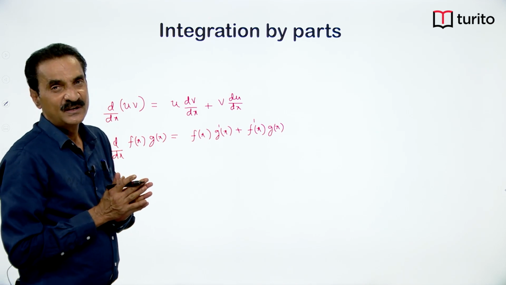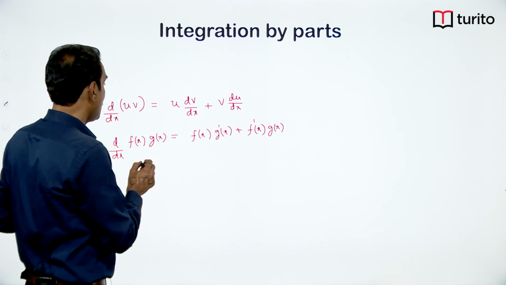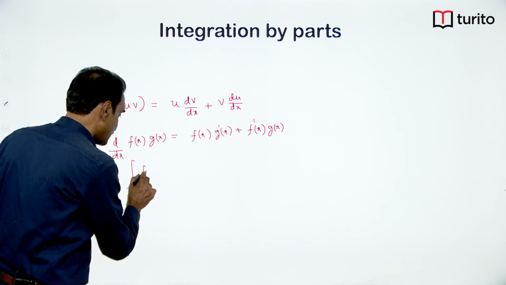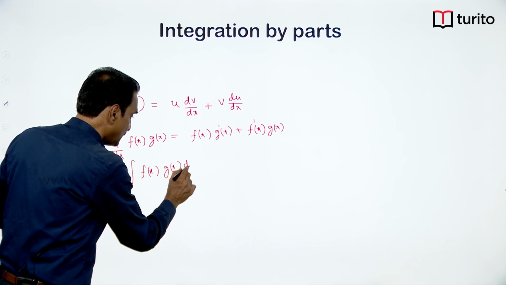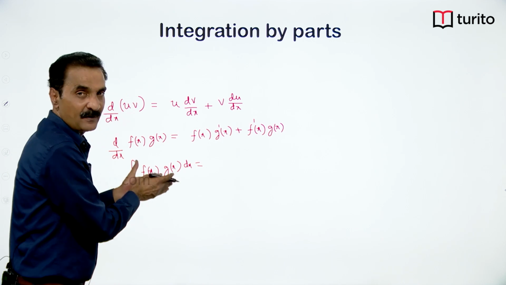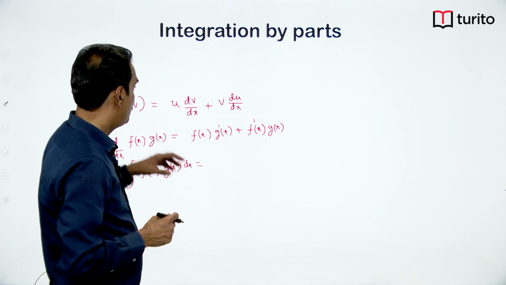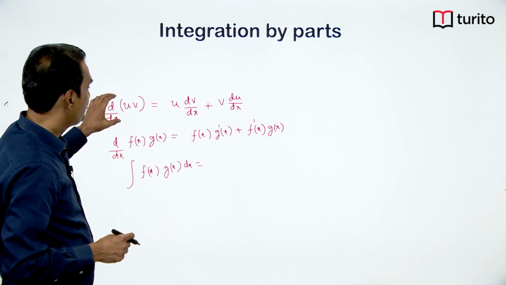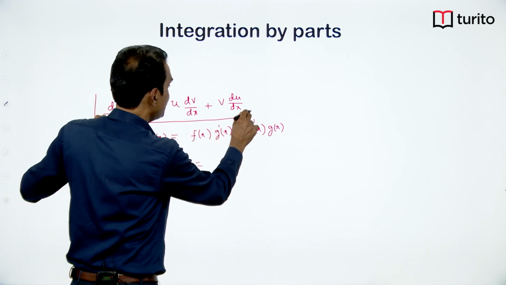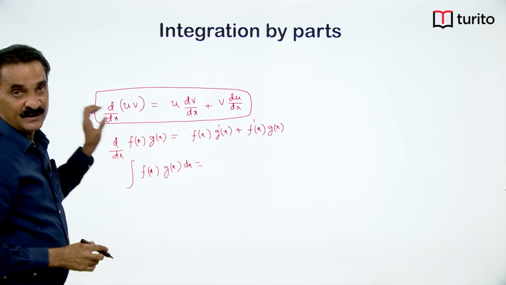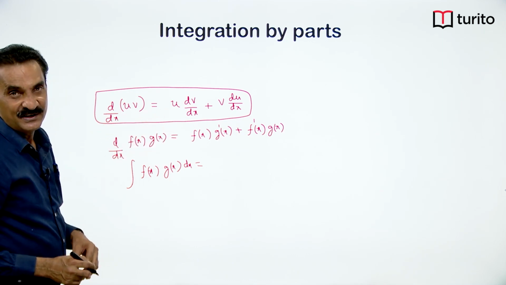But in integration there is no such formula directly. If you want to integrate f of x into g of x, it is not integrating f of x and integrating g of x independently. So what is the method? We are going to derive a formula from this. If u and v are functions of x, then d by dx of uv is equal to u dv by dx plus v du by dx.